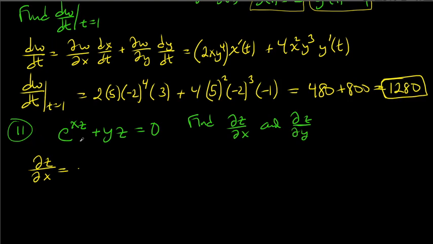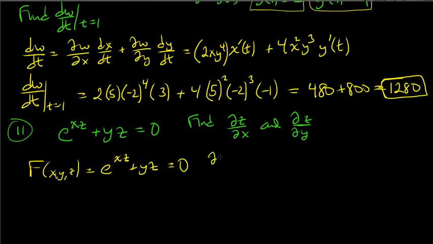All right, let me just write it down again. Capital F as a function of x, y, and z is e to the xz plus yz, and that equals 0. Using the formulas for implicit differentiation, the partial of z with respect to x is going to be negative partial of f with respect to x divided by partial of f with respect to z.